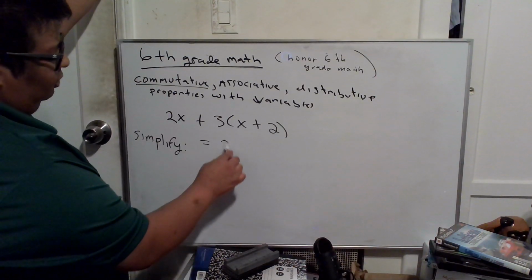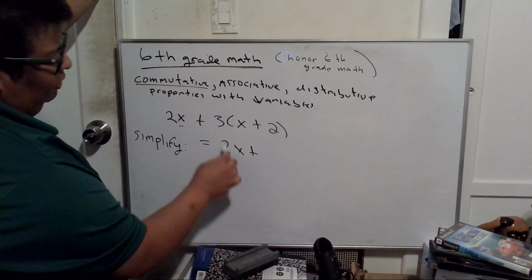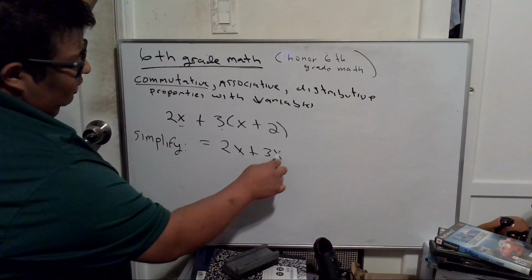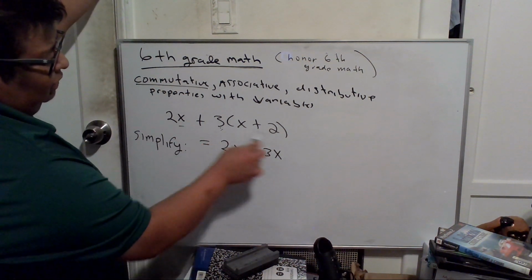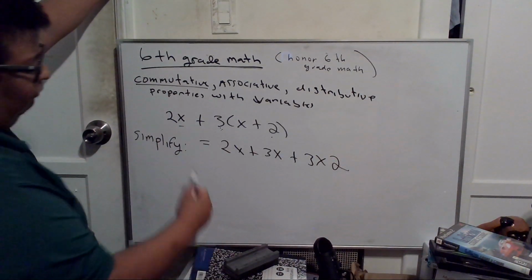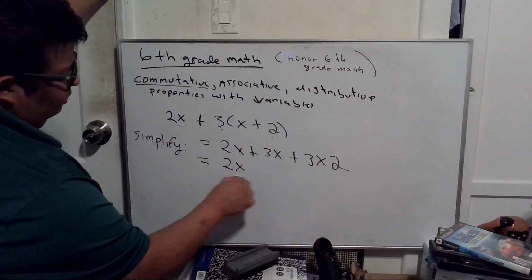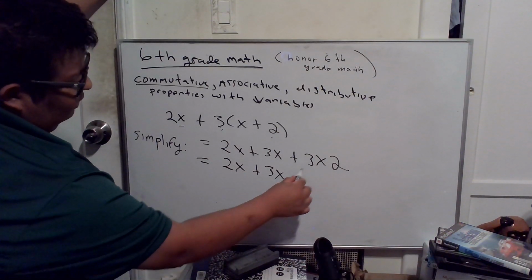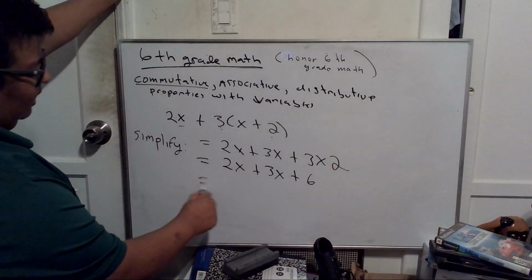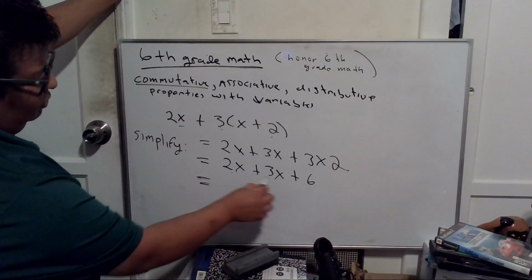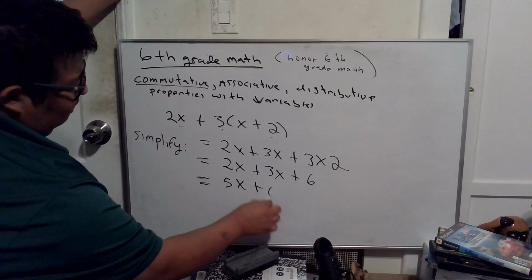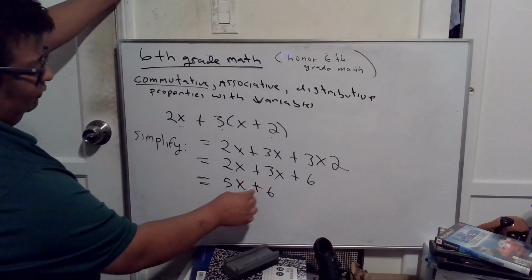So okay, you write 2x, you write this, and then the plus, and then you do distributive, because here you can distribute. Okay, so 3 times x, that would be 3x, and then 3 times 2, and then you simplify, go to the next step. 2x plus 3x, and then 3 times 2 is 6. Last step, combine like terms. 2x plus 3x is 5x, and then plus 6. 6 doesn't have a variable, so you leave it by itself.